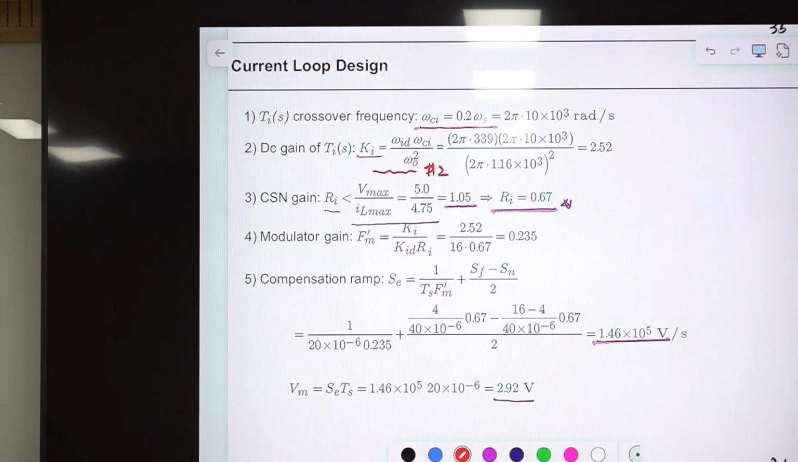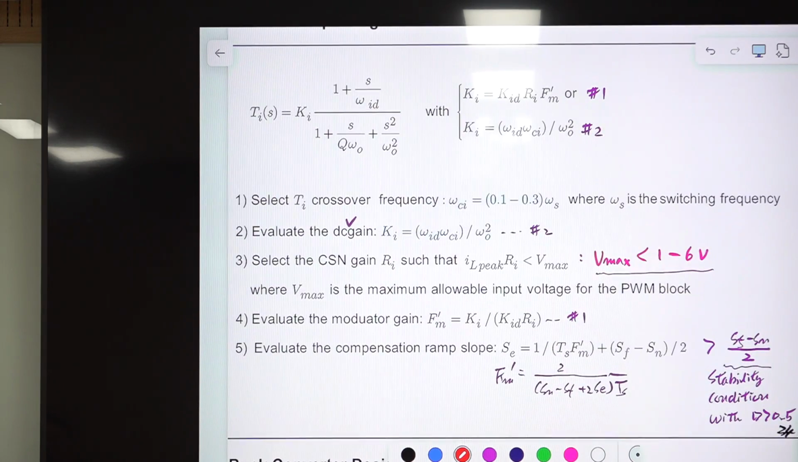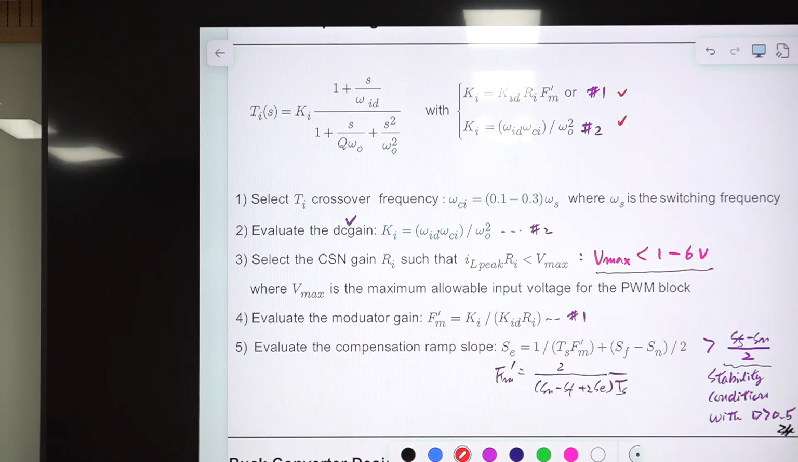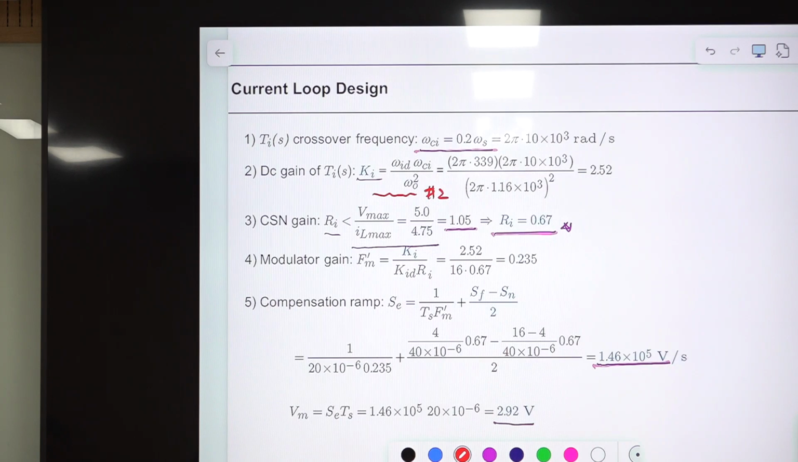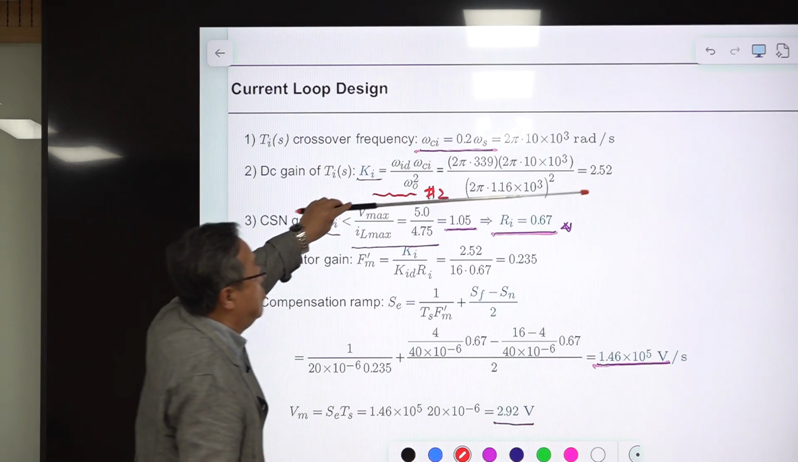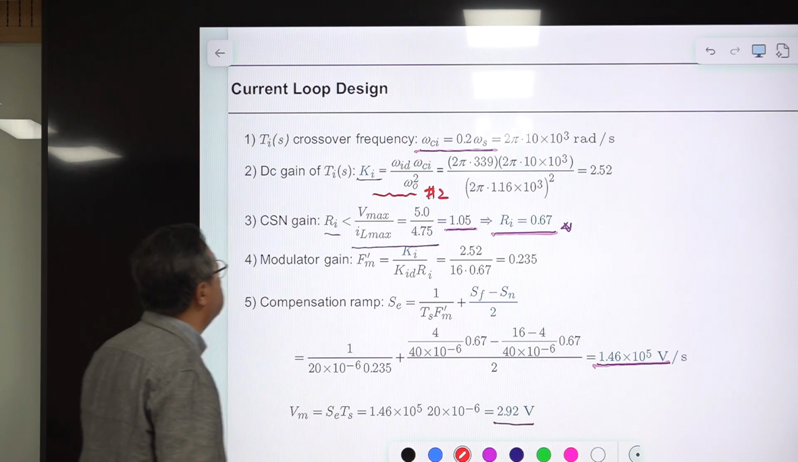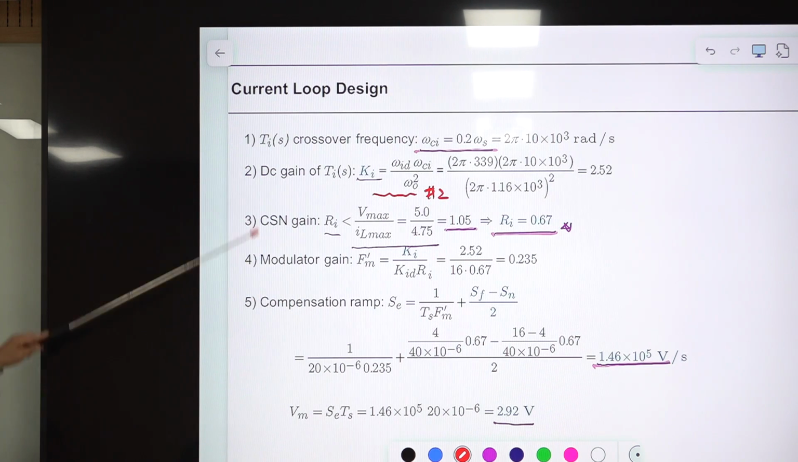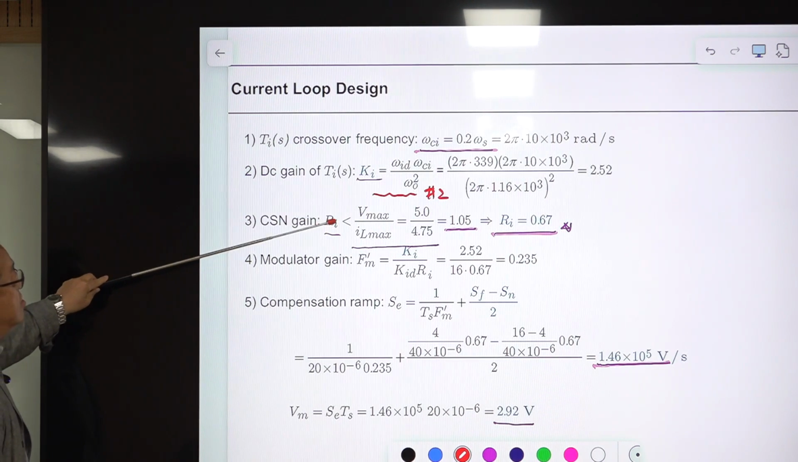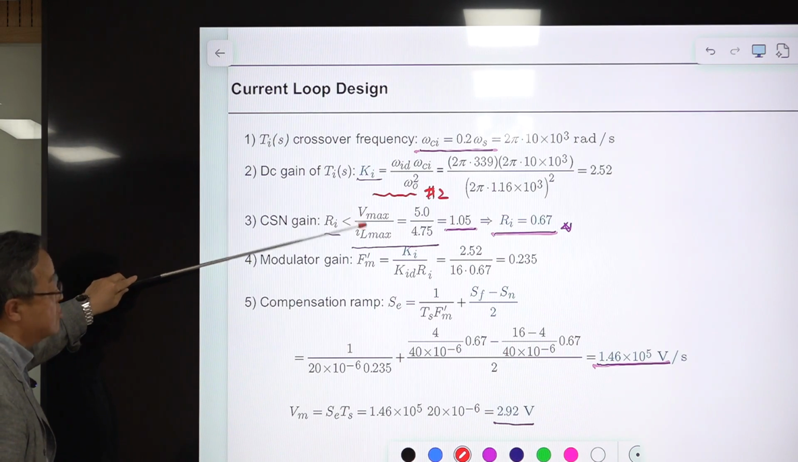We identify equation number 1 and number 2 here. We are using equation number 2 here. Ki is determined as this one, 2.52. Then go to this selection of the current sensing network gain. The current sensing network gain must be smaller than this number.